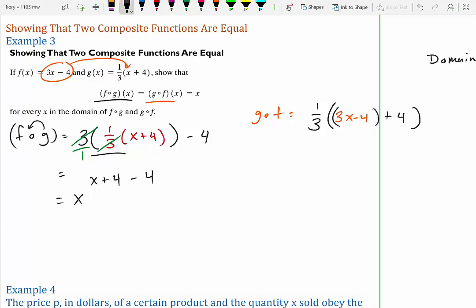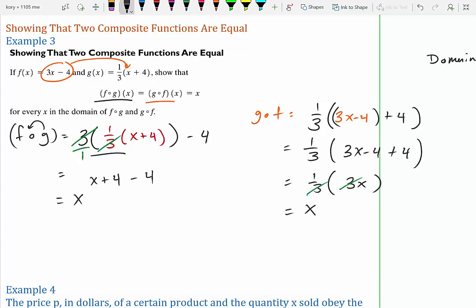This is 1/3 times 3x minus 4 plus 4. So don't we have to simplify the parentheses inside before we do anything? That's the difference. Okay, so we simplify, we get 1/3 times 3x because the 4's cancel out. Now can we get rid of the 3's? Yes, now you can. So we have 1 times x, which is x.